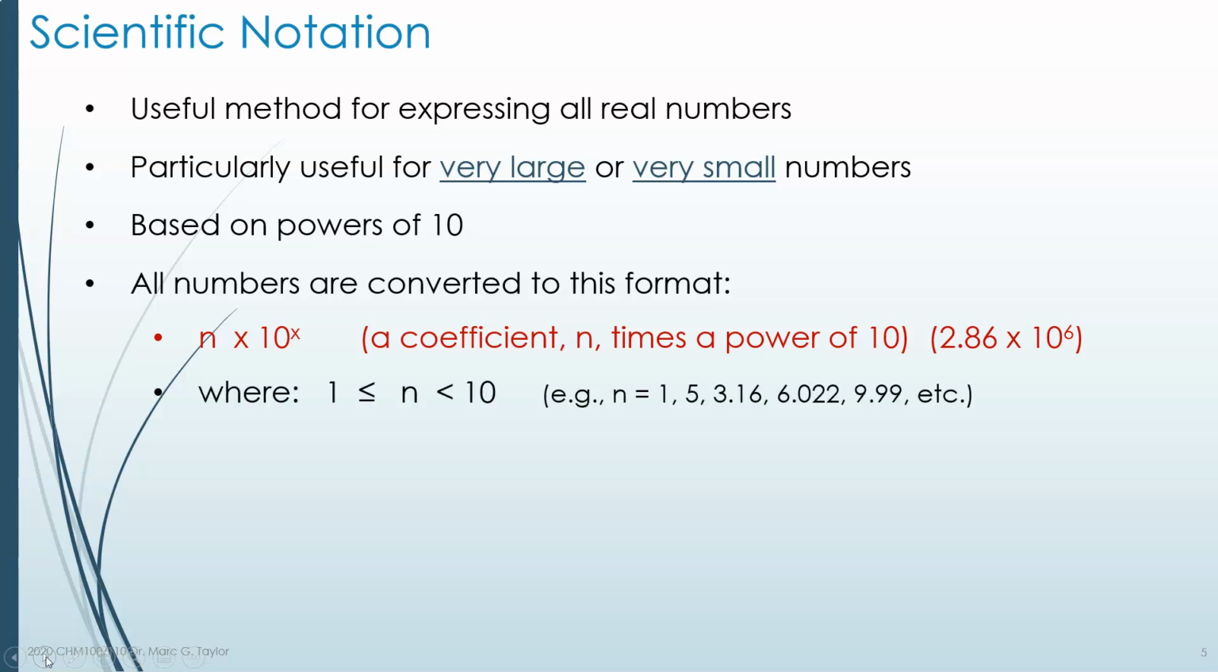In order to keep it as standard scientific notation, the n, the coefficient, must be between the number 1 and just under 10. So 1, 2, 3.16, 9.99999 are all acceptable, but anything bigger than that, we switch the power of 10 and we use a coefficient that is between 1 and less than 10.